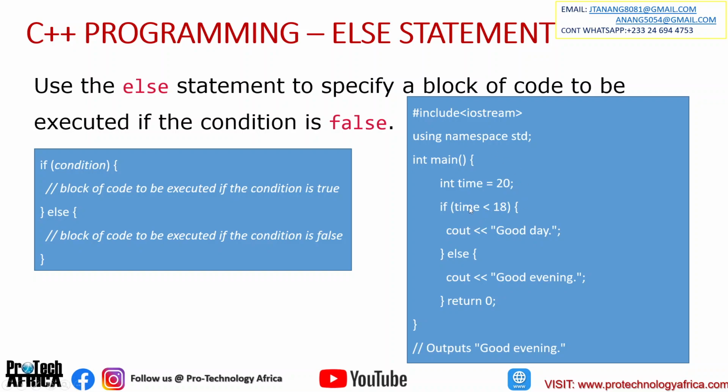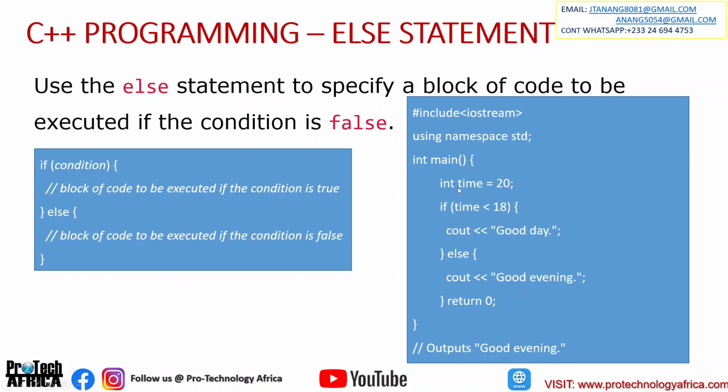Now we put 20 into this condition. Is 20 less than 18? That is false, because 20 is greater than 18. So because 20 is not less than 18, the expression within the else statement will be executed. So over here we have the output, "Good evening". Why is it so? Because the first condition was false, and because it was false, the else statement was executed. So 20 less than 18 is false, so then "Good evening" will be output.